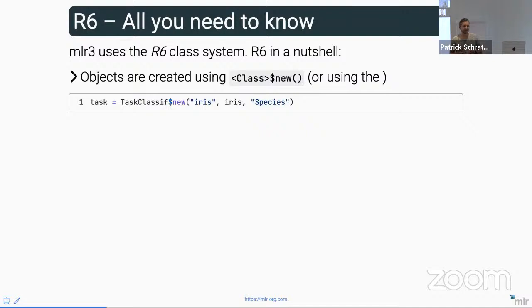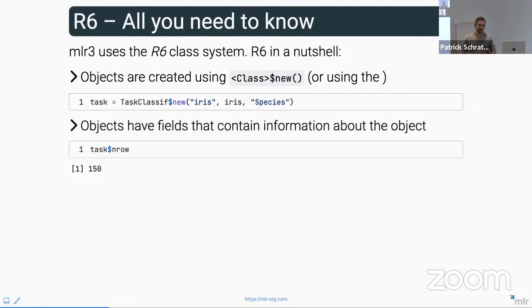Objects are created using a constructor, and the constructor is the new method here. So, for example, if we create a new object task from a task class, we would use the new constructor and pass it some arguments. So it looks like a function, but it's actually a method, and it's the constructor method. So this creates the object in the first place.